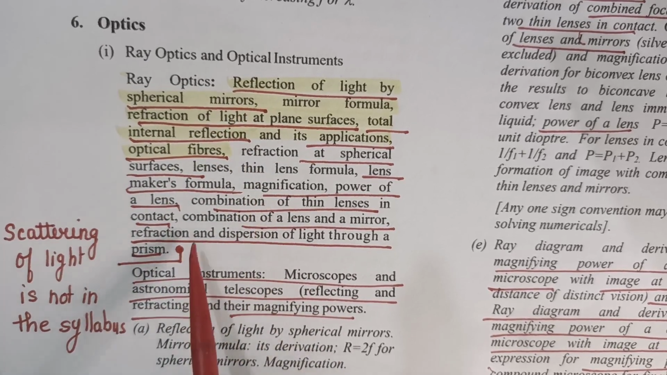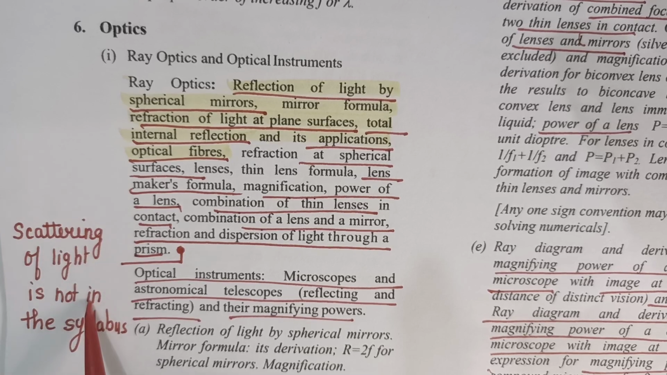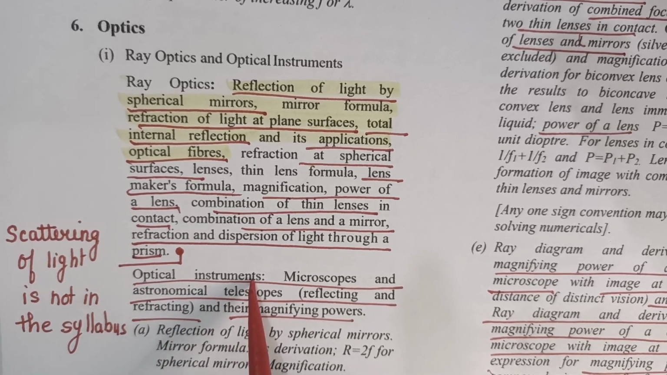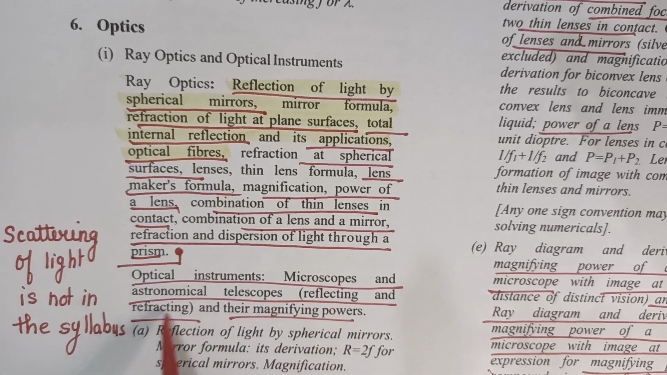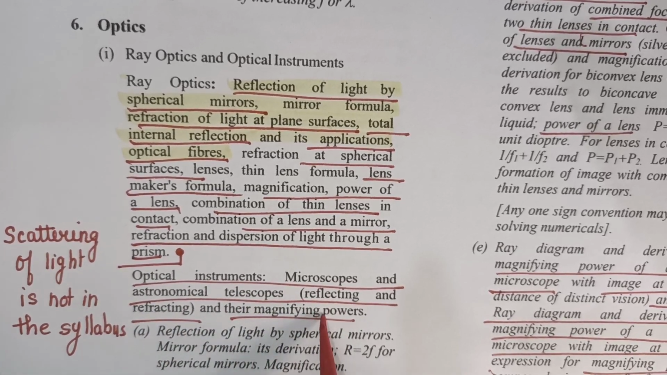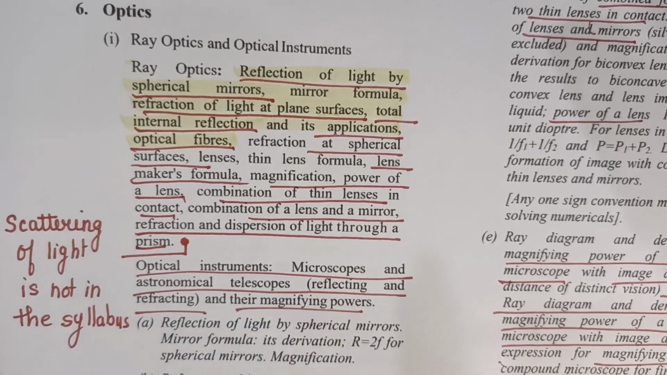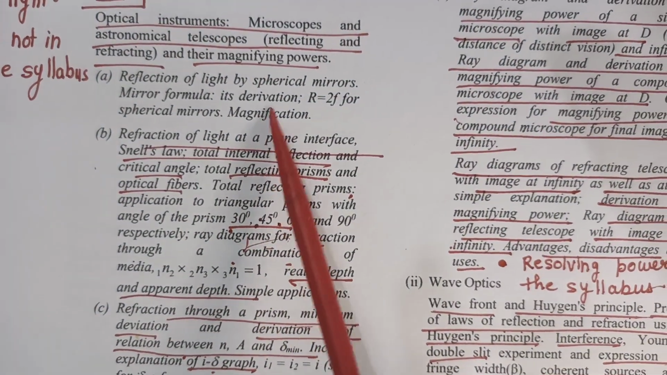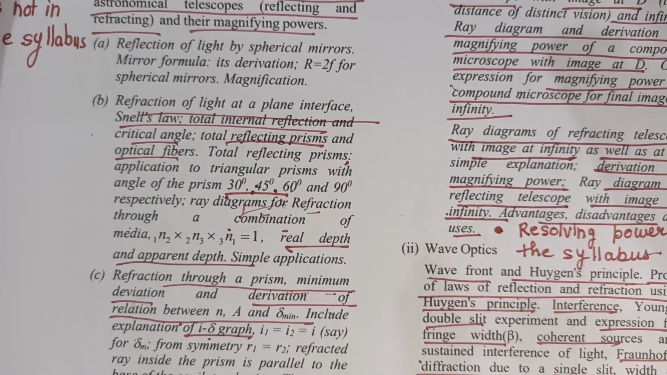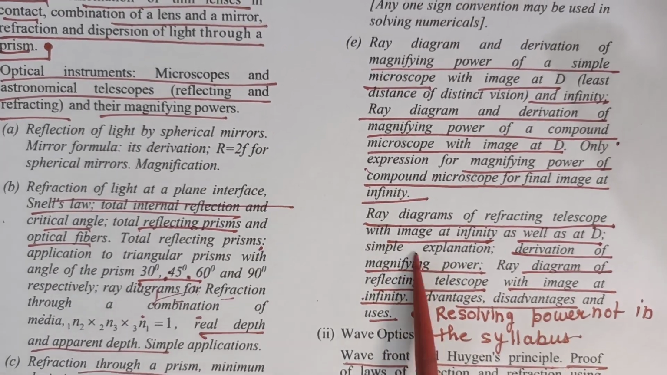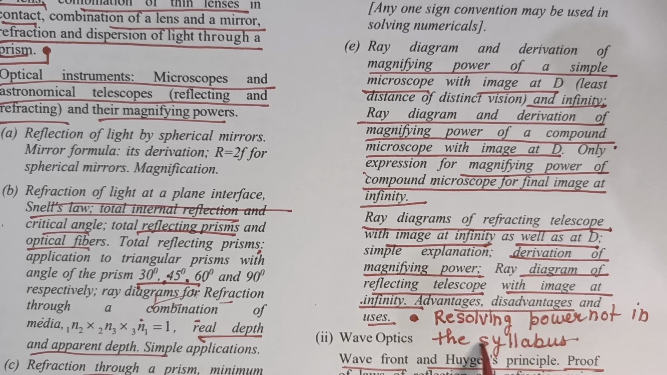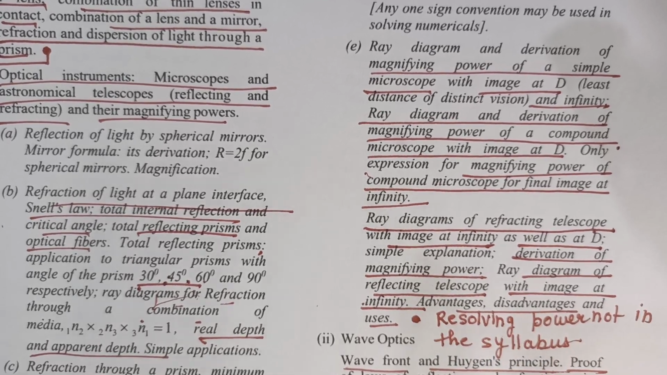Everything is in the syllabus except scattering of light. It is not in the syllabus. Then optical instruments: microscope, astronomical telescope, both reflecting as well as refracting, and magnifying powers, derivation for all three. I will make available a PDF of this syllabus, so you can go through it separately also. And here one more topic is not in the syllabus: optical instruments, resolving power, which was earlier in the syllabus.